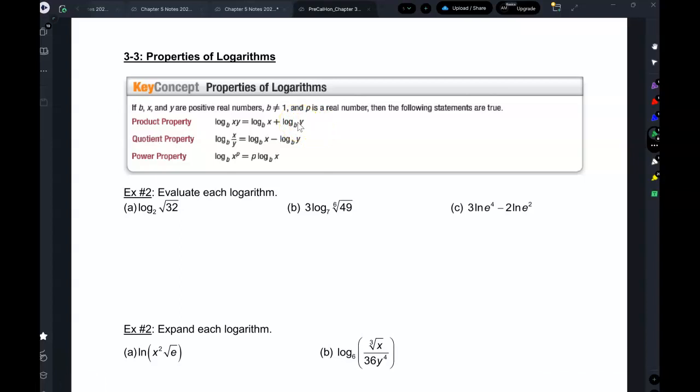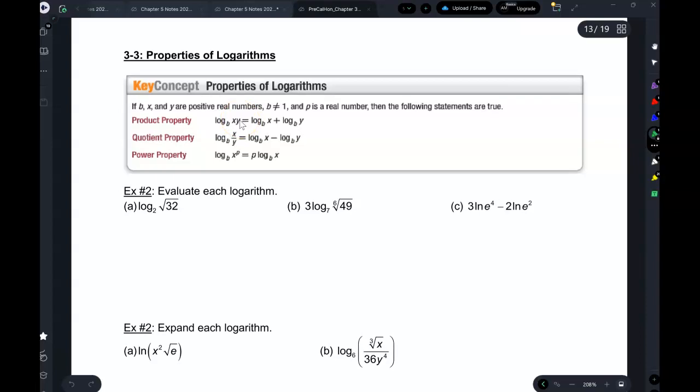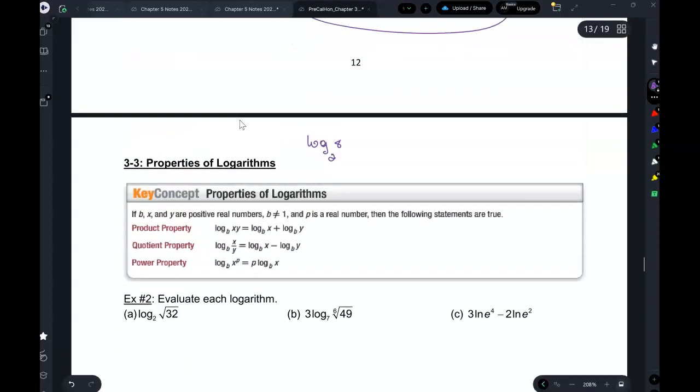That means if I have, let's say, log base 2 of 8, that tells me what is the exponent of 2 that would give me an 8, correct? Now what if I had log base 2 of 8 times 4? What I want is the exponent that would give me a 32, which is a 5. Well, I can do that in two different ways.